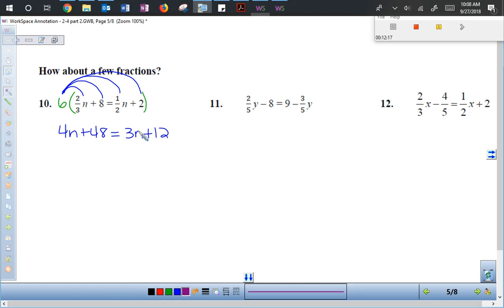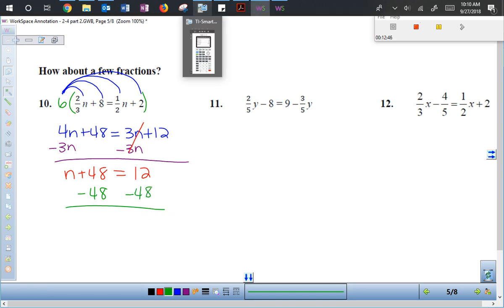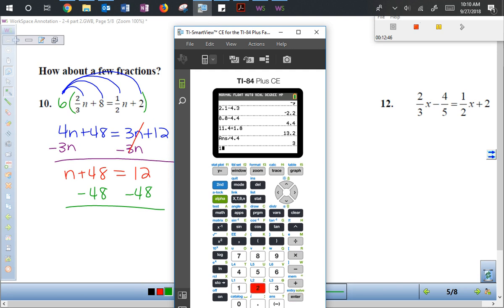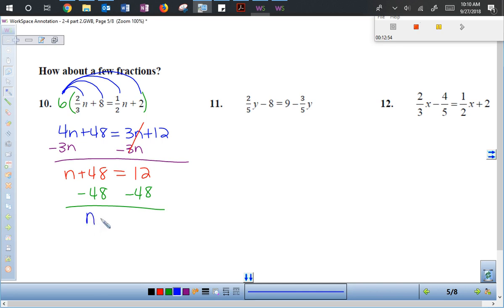Now this equation is a lot easier to solve. So I want to start by getting all of my variables onto one side and all of my constants onto the other. I would like to subtract 3n from each side because I want a positive result. 4n minus 3n is 1n, plus, bring down my 48, equals, these cancel out and leave me with 12. Next, I want to get my 48 over here to this side, so I'm going to subtract 48 from each side. And again, that might be a little tough to do in your head, so you can take 12 minus 48, and we get a result of negative 36. So n equals negative 36, and box your answer.